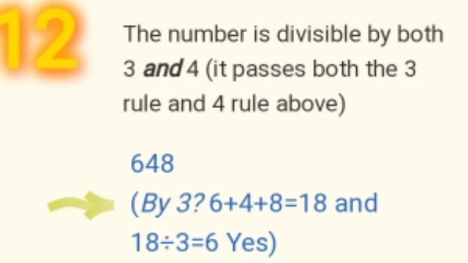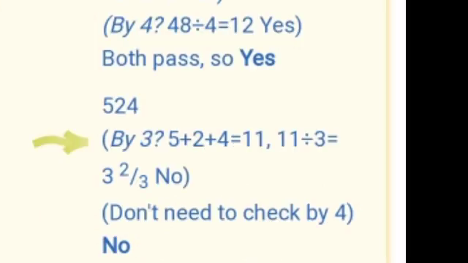Next, to test whether the number is divisible by 4 or not, we have to consider the digits in the last two places, that means 4 and 8, which form the number 48. And 48 divided by 4 is 12, which is a whole number. So 48 is divisible by 4, which means the number is divisible by 4. So the number is divisible by 12 as it is divisible by both 3 and 4.